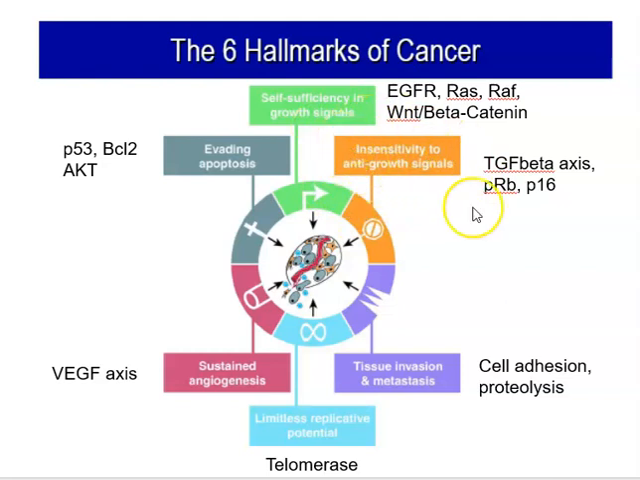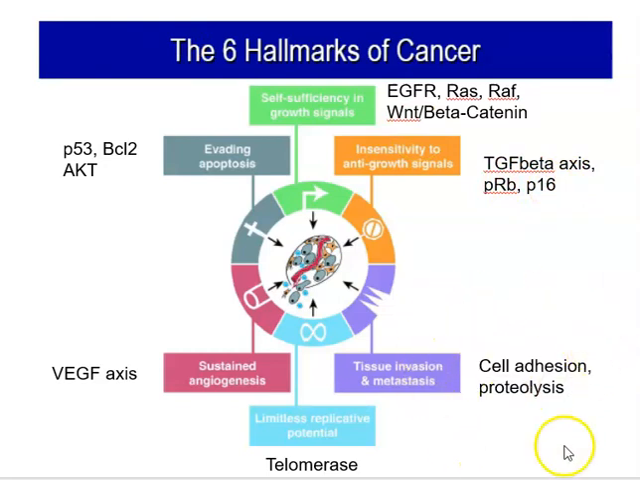This is insensitivity to anti-growth signals, and we have something called transforming growth factor beta. That's an anti-proliferative growth factor which stops cells from proliferating. So if cells cannot adequately signal this growth factor, they cannot stop their growth when they're supposed to. This is also linked into the pRB or retinoblastoma protein axis, which I will mention today, and I will mention again in the tumour suppressor genes lecture. I'll also throw in p16 as well. That's a protein that can stop the cell cycle.